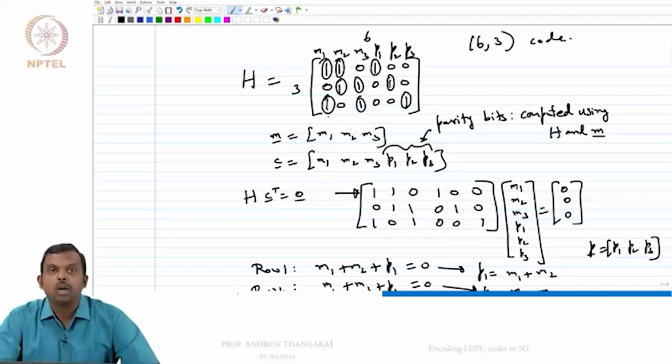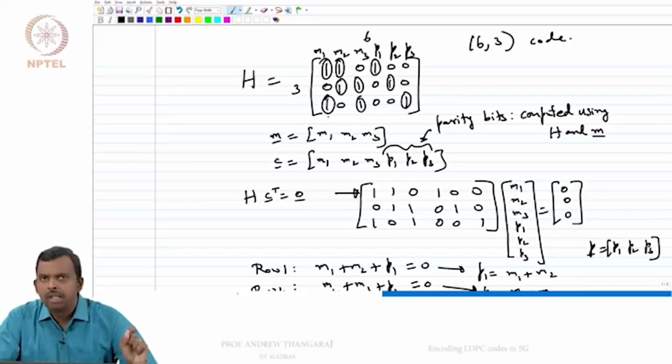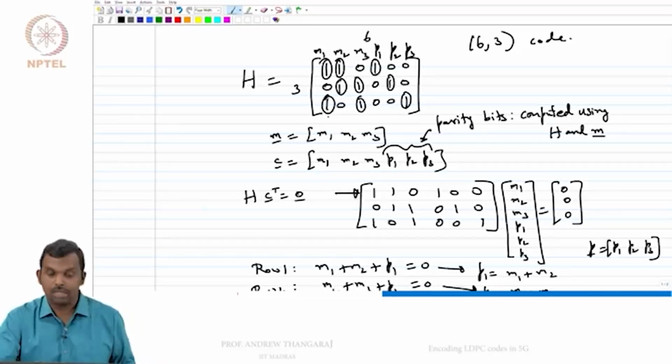So now let's see how to use this with the parity check matrix specified in the 5G standard. There's one little thing to take care of. I'll point that out alone, and then you will see the rest of it follows very naturally in an easy manner. Okay, so let's get started with that.